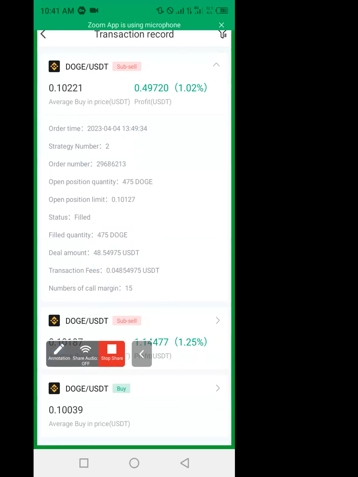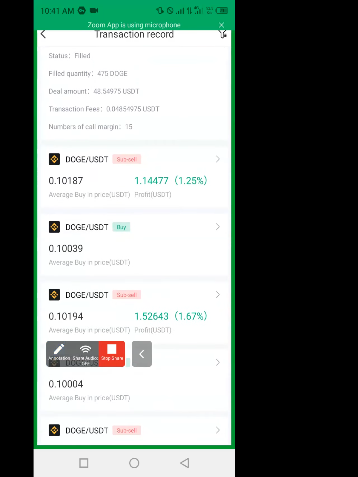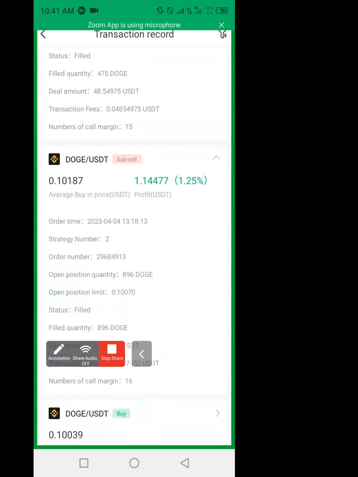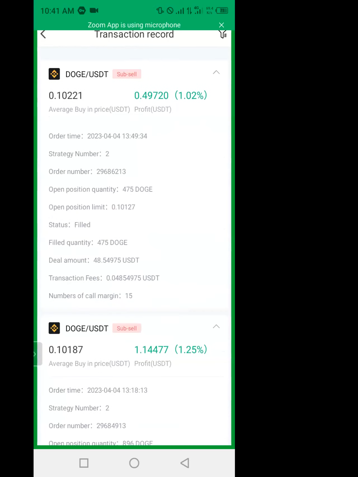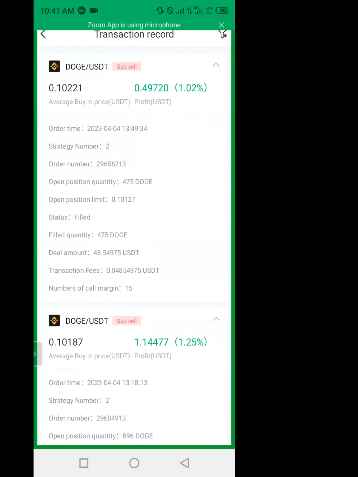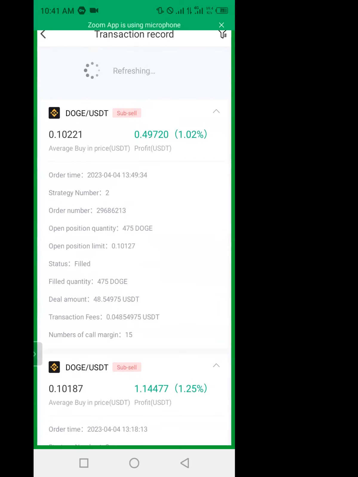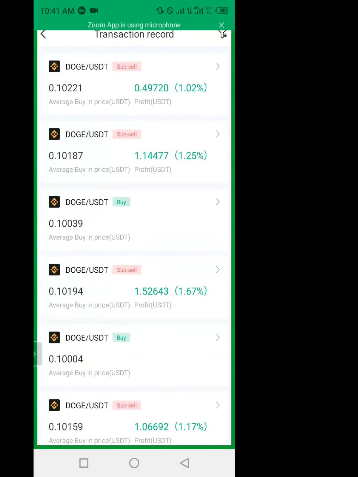So even if it is a buying, this one, a sub-sell, this one was a position, margin call number 16. Number 16 was sold here. And then this one was 15. And then now we remember, we are remaining with only 14 margin calls.